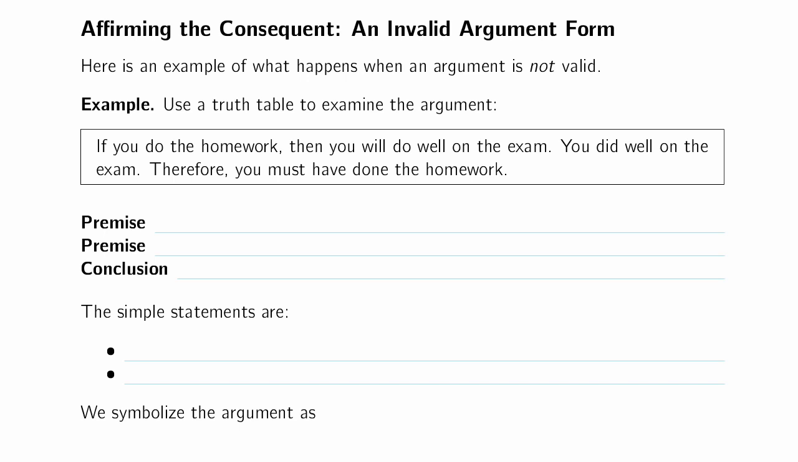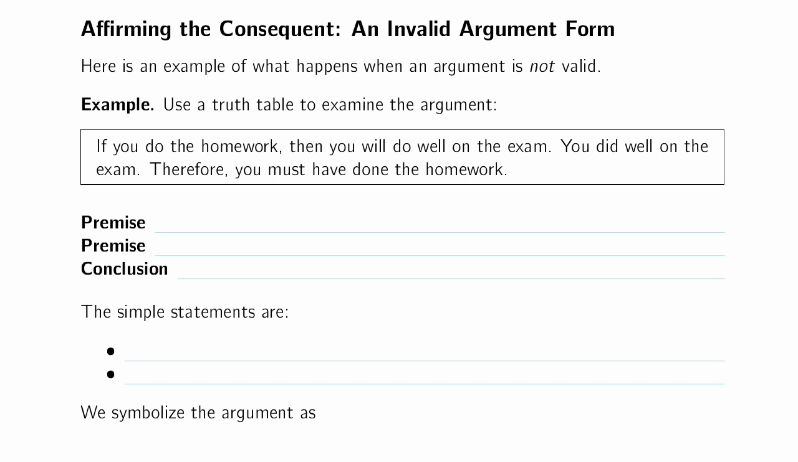So far, we have analyzed only arguments in which the argument was in fact valid. What does it look like when we create a truth table for an argument that turns out not to be valid? Well, here's an example of an invalid argument and how a truth table helps us to see that.